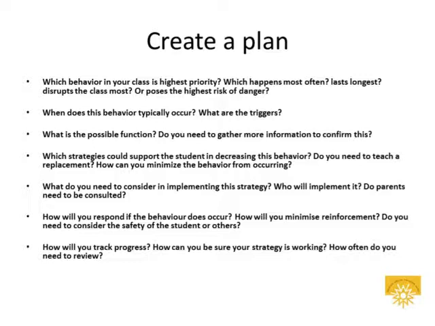I'd recommend picking just 1 or 2 behaviours and then working your way through the list as you become successful. You want to think about when the behaviour typically occurs and what the triggers are to it. You want to think about what the possible function of the behaviour is, if you need to gather more information to confirm this. You want to think about strategies that could support the student in decreasing the behaviour.